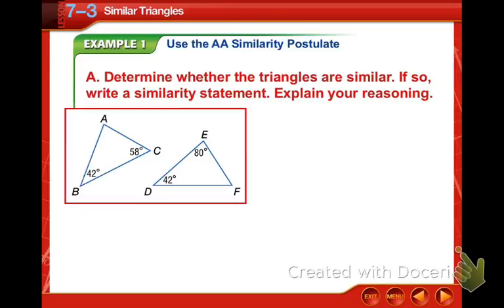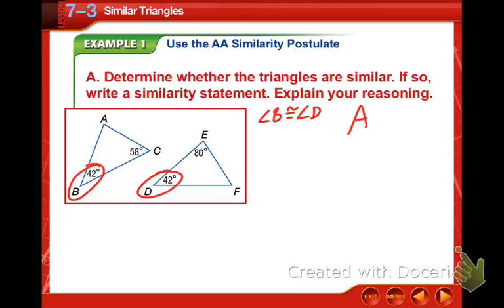So, here we are given 2 triangles. We need to find 2 pairs of angles that are congruent to say that they are similar. So, angle B and angle D are both 42. So there's one pair. So we have angle B is congruent to angle D. Now, we don't have our third angle that's the same, right? We have a 58 and an 80. So what we need to do is actually find that third angle in either of these triangles.